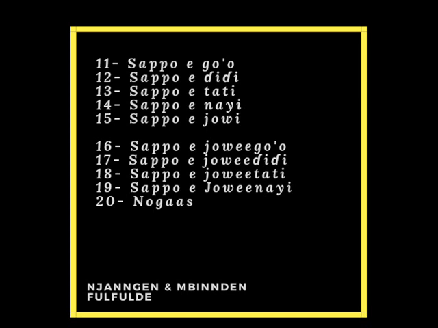16 is sappo e joego. 17 is sappo e joedidi. 18 is sappo e joetati. 19 is sappo e joenai. And 20 is nogas. Jangen binden Fulfulde.